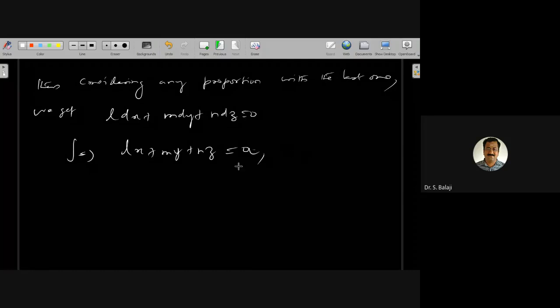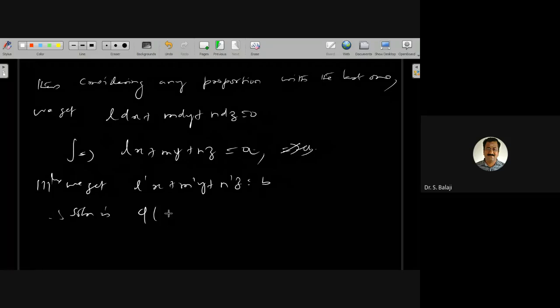Equal to some arbitrary constant A. So this is one of the independent solutions. You take this as U here. U is equal to Lx plus My plus Nz. This is one independent solution. Similarly, we get L dash x plus M dash y plus N dash z equal to some B.